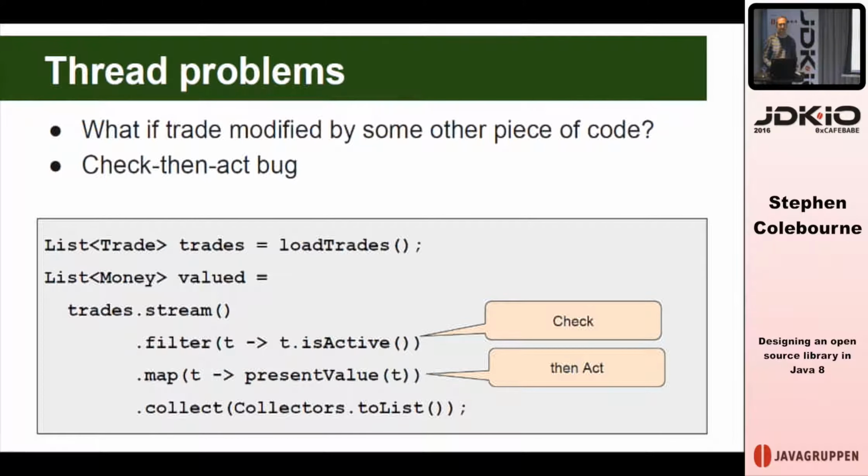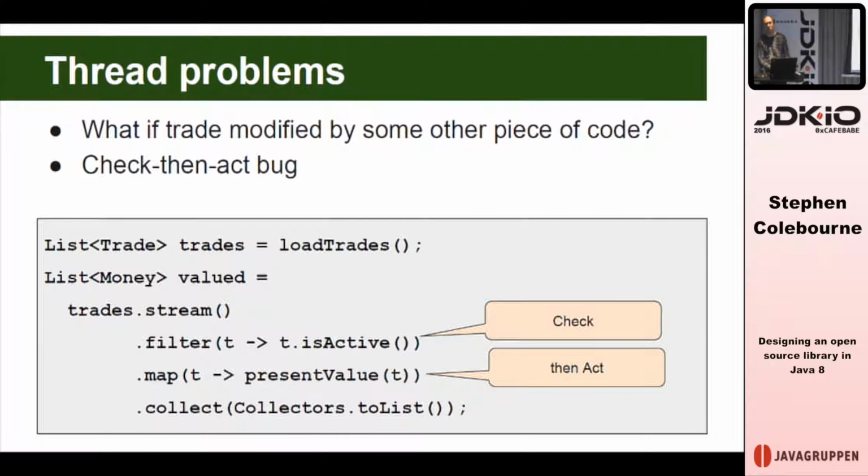Now, if that trade object is a mutable bean, then if some other thread is modifying it, what you have there is a check-then-act bug. You're checking to see if it's active, but then between the check and the present value call, something may have changed. It may cease to be active.